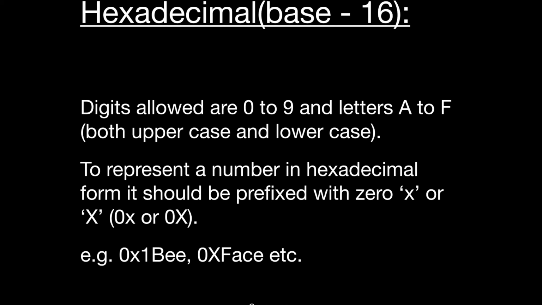Hexadecimal with base 16. Digits allowed are 0 to 9 and letters A to F. Both uppercase and lowercase are allowed and treated as same. Okay. To represent a number in hexadecimal form, it should be prefixed with 0, small x or capital X. Example 0x1BEE, 0xface.